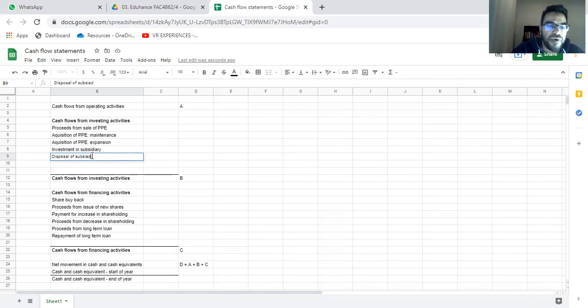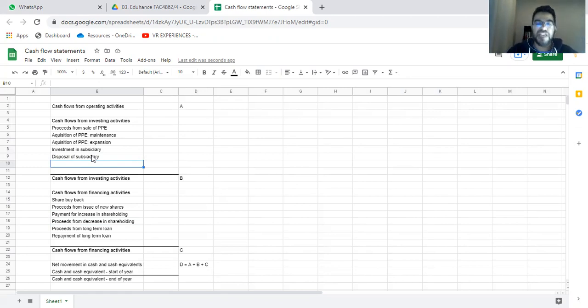So if you had a disposal of a subsidiary, that means if you reconstruct the T account for PPE, PPE can also decrease as a result of a disposal of a subsidiary. So just take note of that. So remember, your investing activities would be your non-current assets.